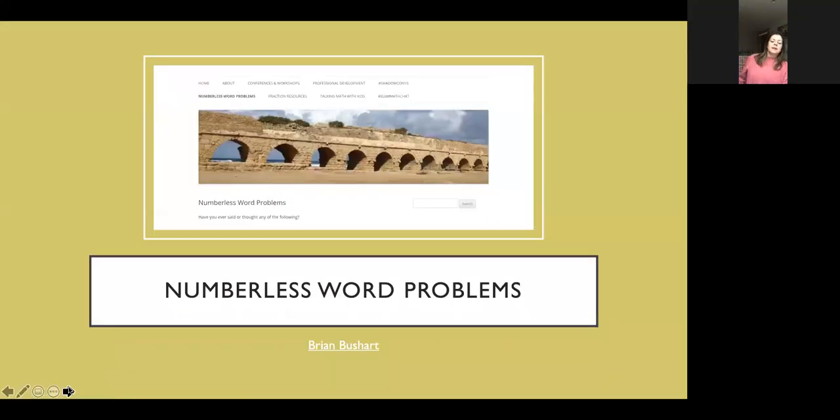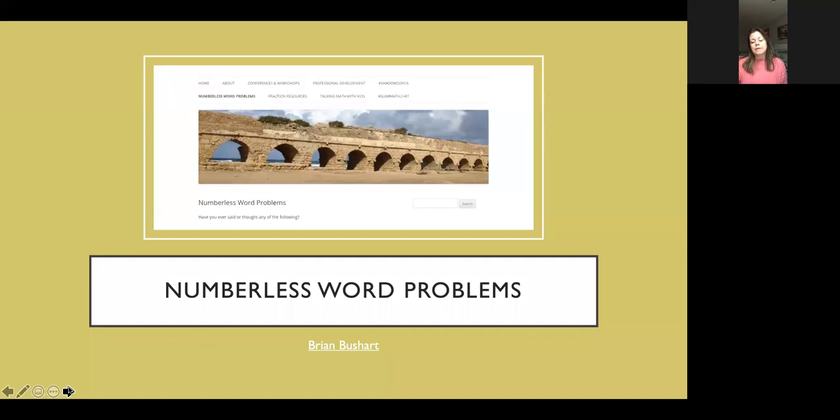Okay, and I've heard Annie Fetter talk about this, but also Brian Bouchard is a great resource for this. It's helpful when we have students who have been trained to look for keywords that tell them what operation to use. It's helpful to take the numbers away from the problems and just give the situation, and then let them think about what operation might be involved and what numbers could also make sense in that situation.